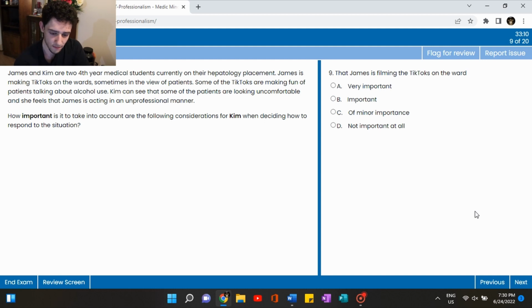So number 9, that James is filming TikToks on the ward. TikToks specifically on the ward, so that's important. I'm going to go with very important in this case. You have to always be careful with things that you do in public and things that you do in private, because it can affect how people view the medical profession. The fact that he's on the ward filming TikToks that make fun of patients who have alcohol use, in full view of the patients, is a pretty important consideration. So I'm going to go with A in that case.